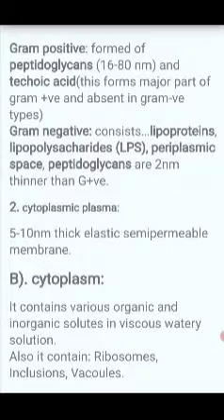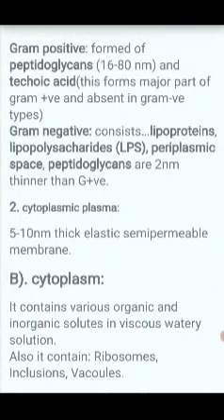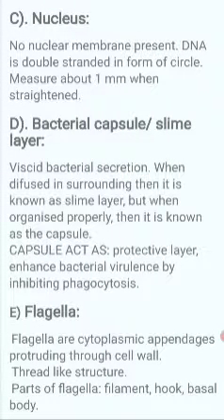Now comes the cytoplasmic membrane. This is a 5 to 10 nanometer thick elastic semi-permeable membrane. Now, cytoplasm. Cytoplasm is a component of the bacterium. It consists of organic and inorganic solutes in a viscous watery solution. It also contains the ribosomes, inclusions, vacuoles, and all the things which are really important for the fundamental formation of a bacterium.